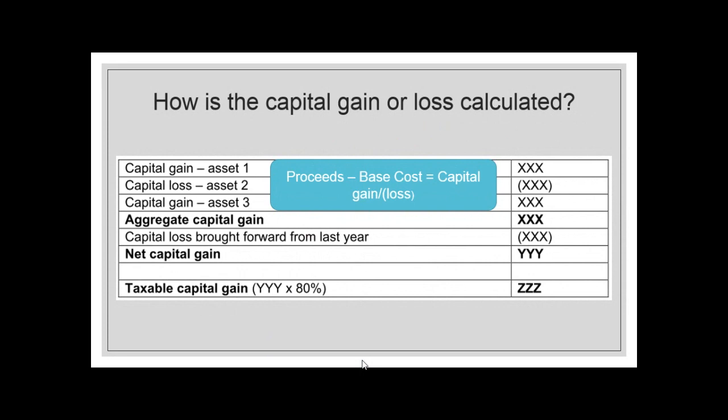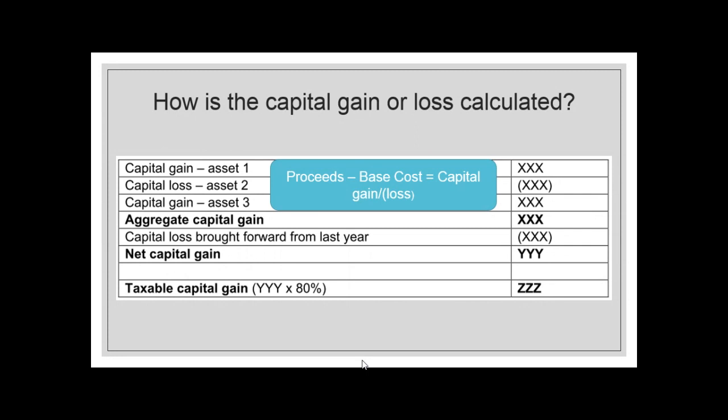Okay, so let's just recap quickly. So you start with, let's say, asset 1, asset 2, asset 3. Now let's say for the first asset you made a capital gain of 10,000 Rand. For asset 2 we had a capital loss of 5,000 Rand. And then asset 3 we've got a capital gain again, and say that is 20,000.